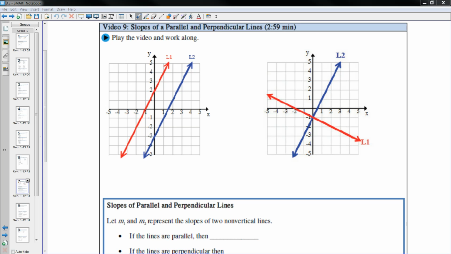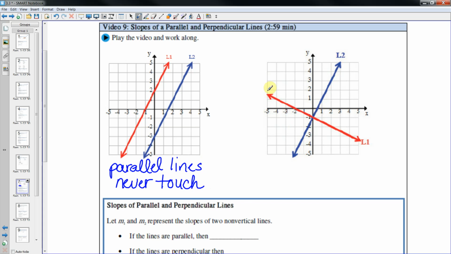Let's talk quickly about parallel and perpendicular lines. If you have ever thought about or heard about parallel and perpendicular lines, you can see these are the pictures that I have at the top of the page. The ones on the left, these are parallel lines because they run side by side like railroad tracks. They never touch. So parallel lines never touch.